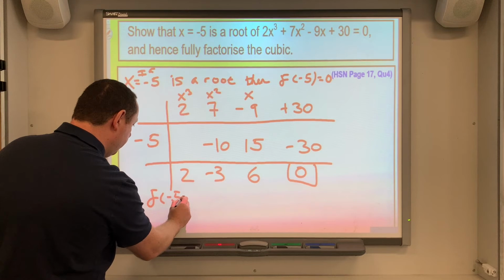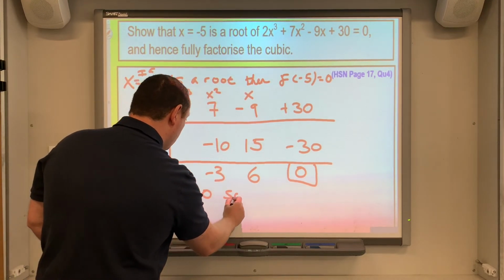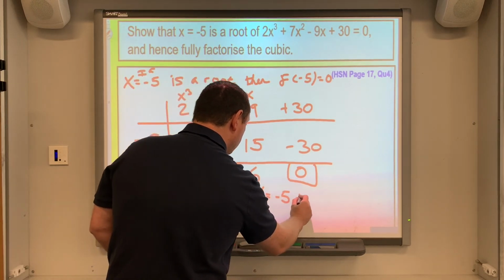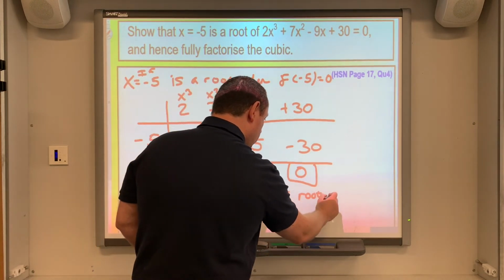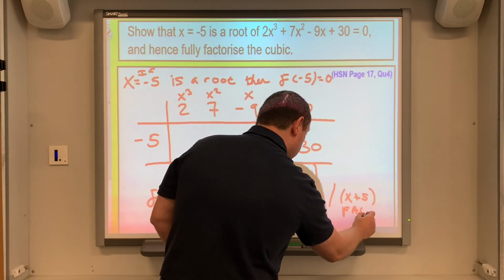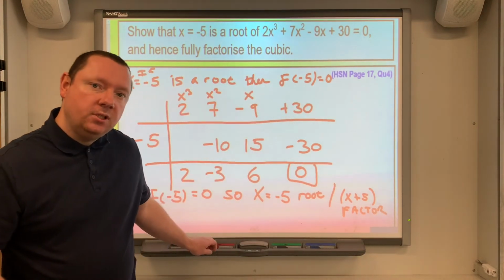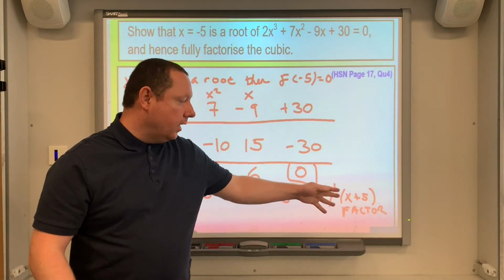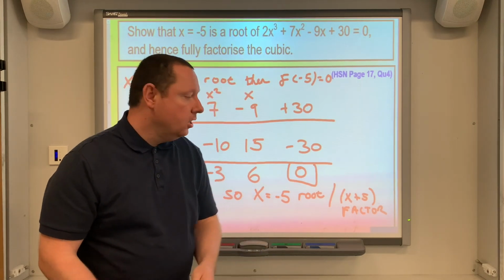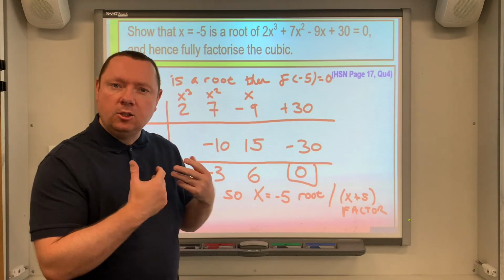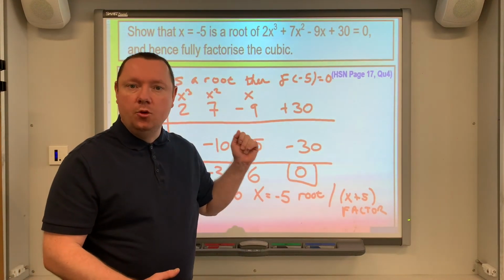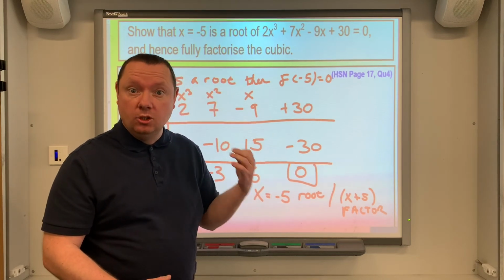f of minus 5 equals 0. So x equal to minus 5 is a root. x plus 5 is a factor. Also, for the purposes of these questions, I always say that that's a root and that's a factor, because the question will either ask you to prove that this is a root or prove that this is a factor. So you don't miss one, just put both in and you'll have answered the question. If you miss the statement, you miss the answer in the question, so you lose a mark.